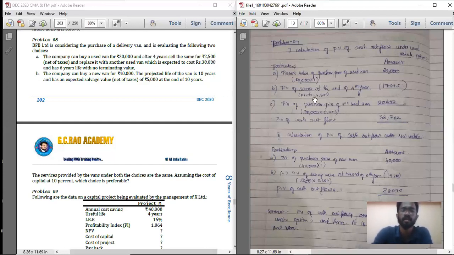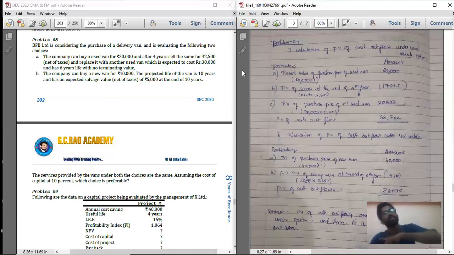Within bracket 2,500 into the present value factor at the end of the 4th year. You can calculate it as 1 divided by 1.10, since the cost of capital here is 10%. For the first year you get 0.909, second year 0.826, third year 0.751, and fourth year 0.683. So multiply 2,500 into 0.683.